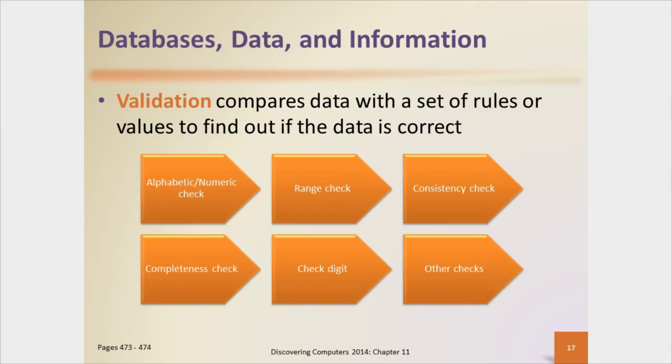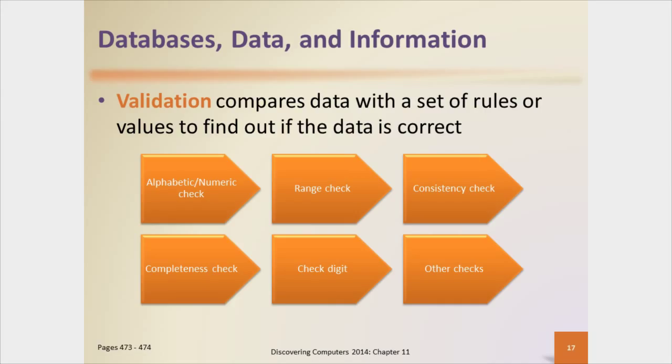So to maintain the validity or the integrity of our data, we can use a process referred to as data validation. Validation compares data with a set of rules or values to find out if the data is correct. So there's a lot of different checks that we can do. For example, we can have alphabetic or numeric checks. So if we have a field that's supposed to be a number and alphabetic characters are entered, it will give us an error. It'll tell us, hey, wait, this is supposed to be a number. This is what I'm expecting. And that's a way to improve the integrity of the data in the database.